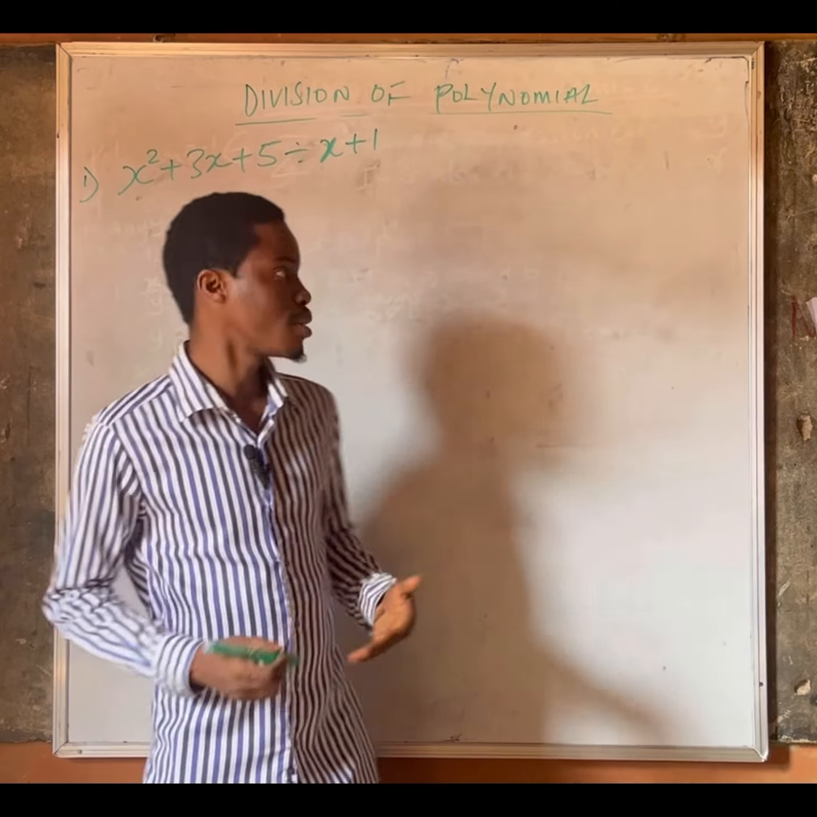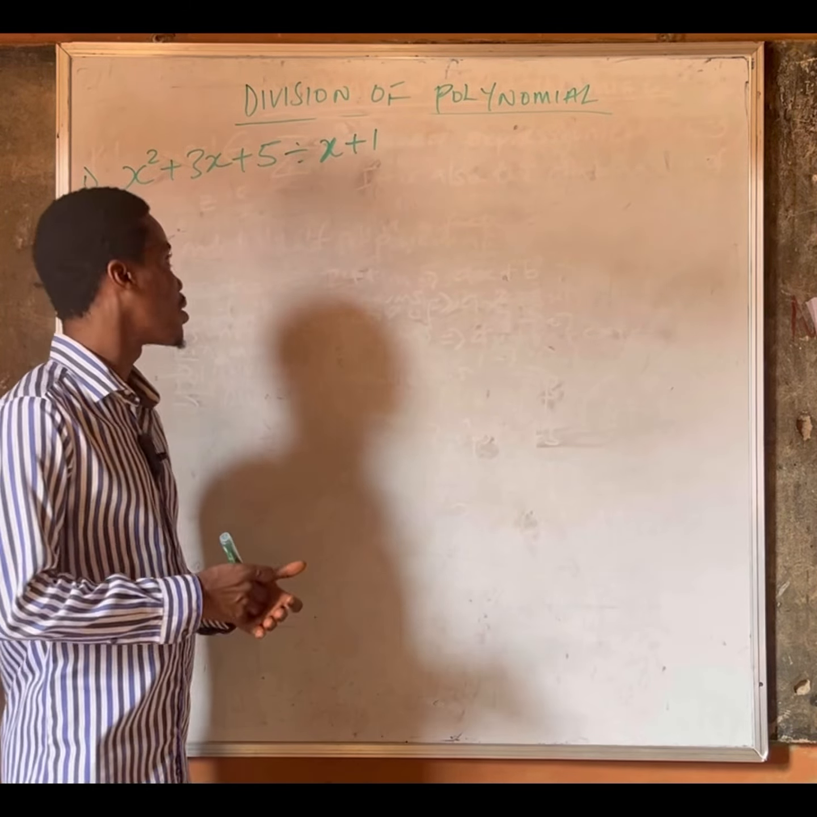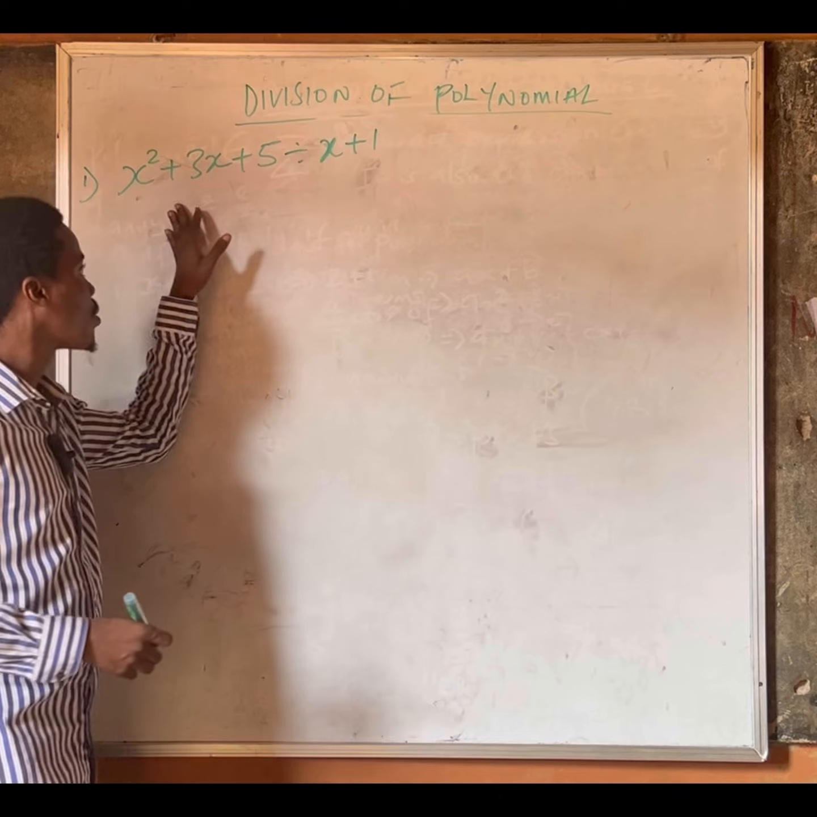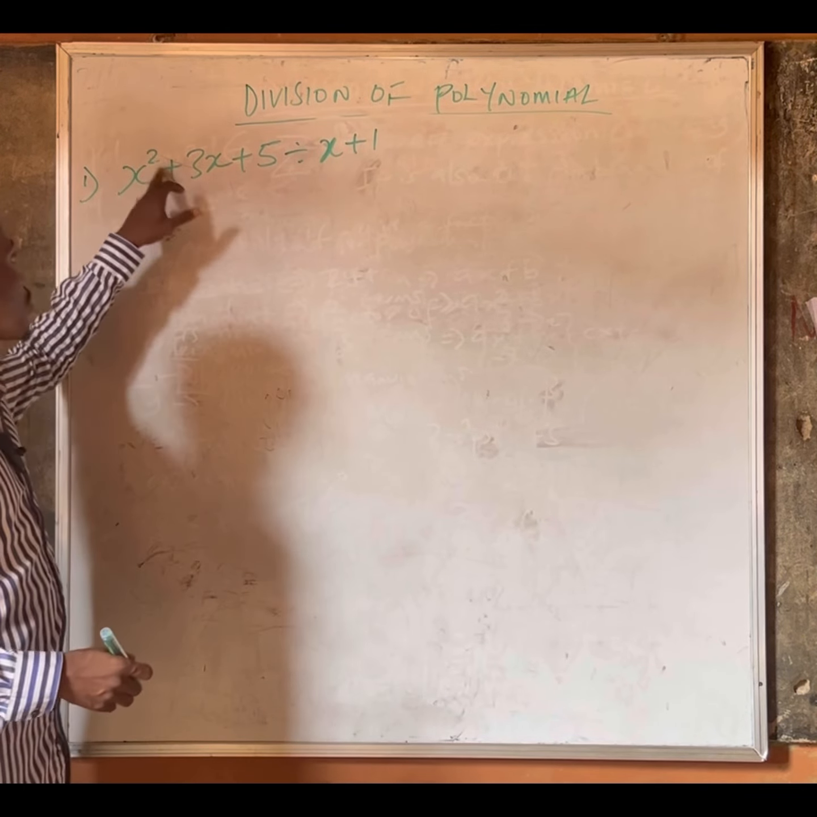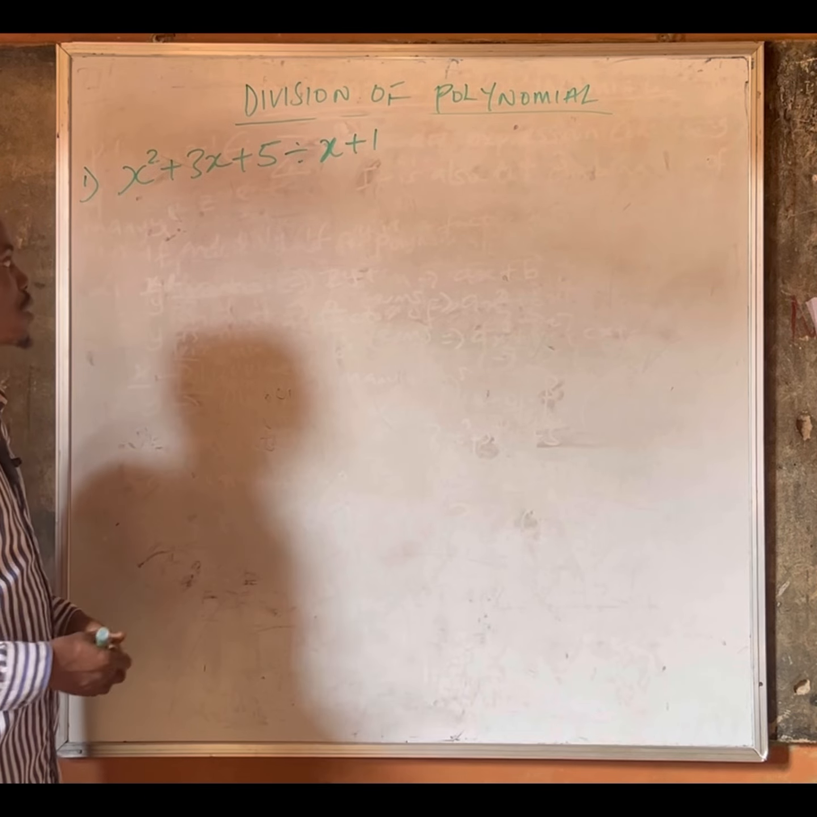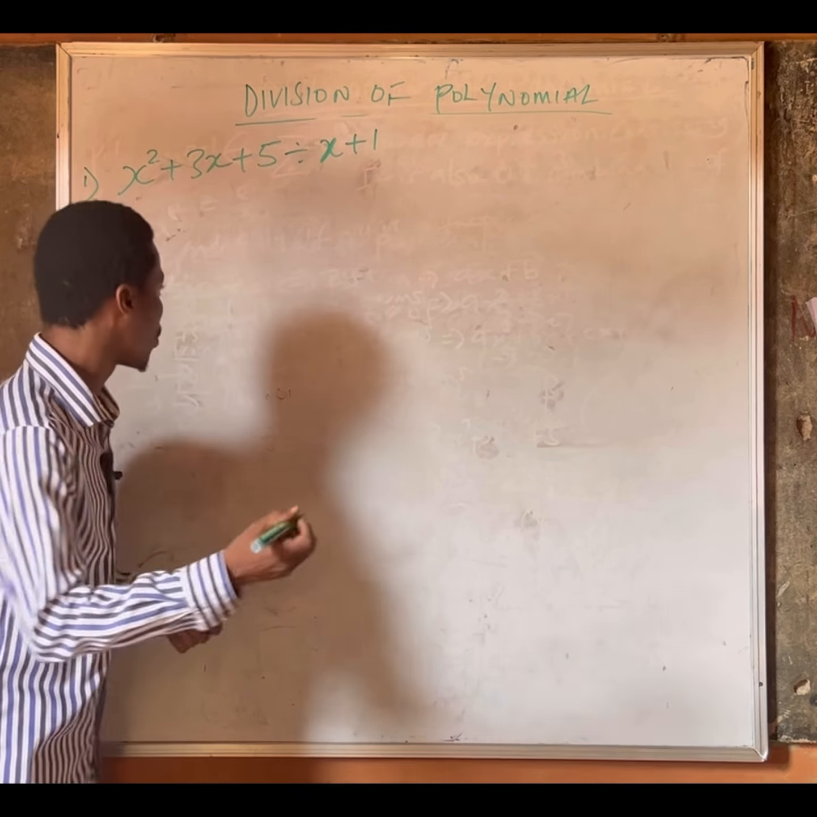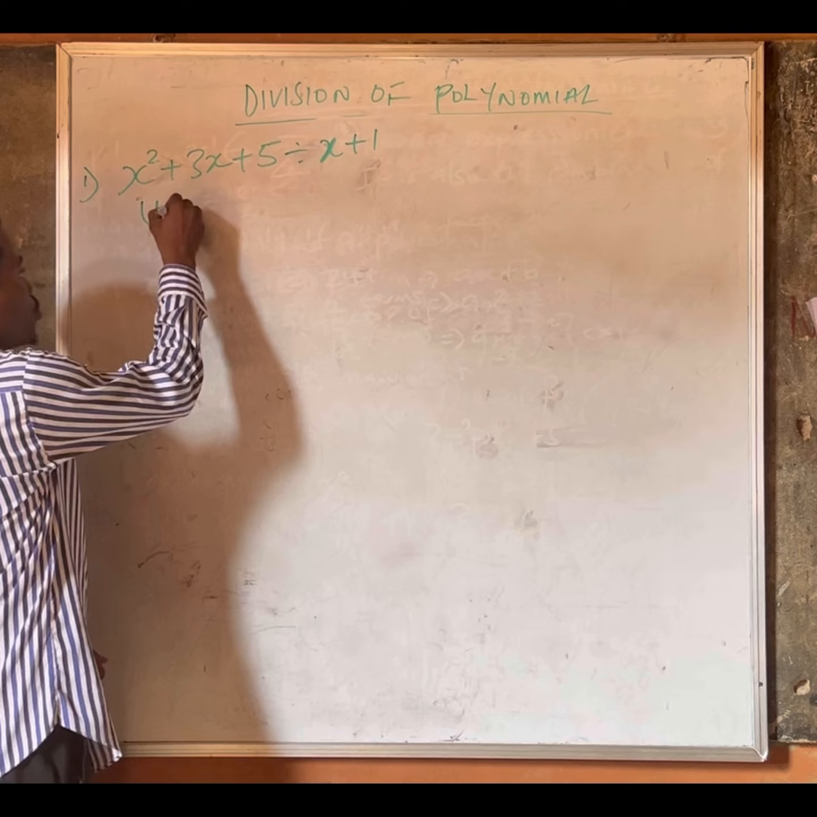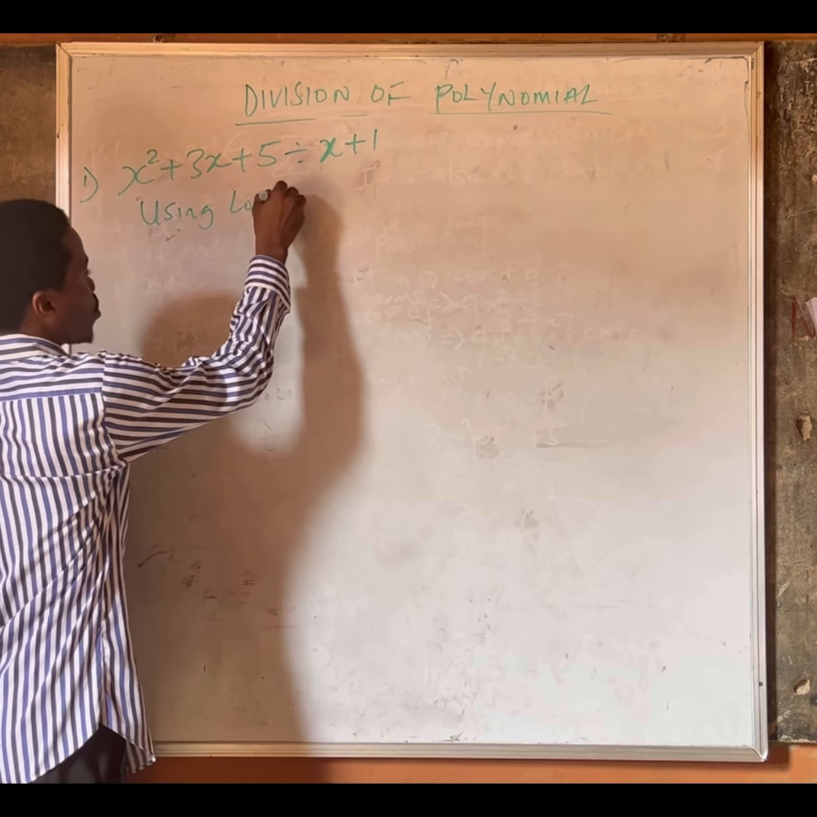There is a question here. We are into divisions of polynomials. So we have been given a question: x squared plus 3x plus 5 divided by x plus 1. So what are we going to get? Using the long division method.